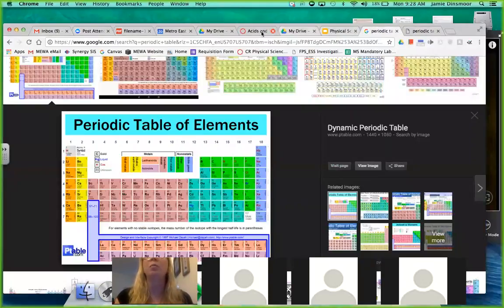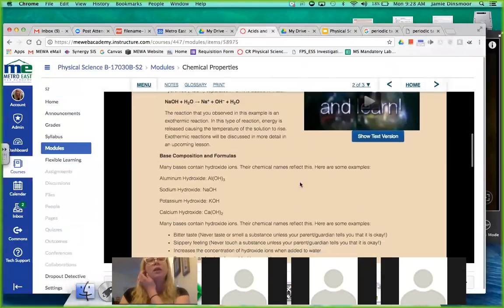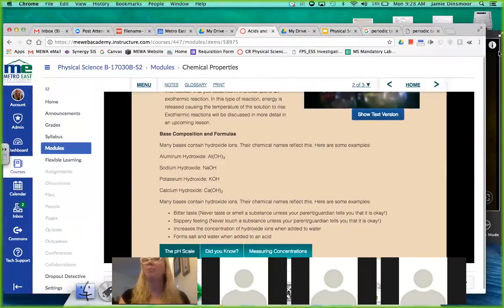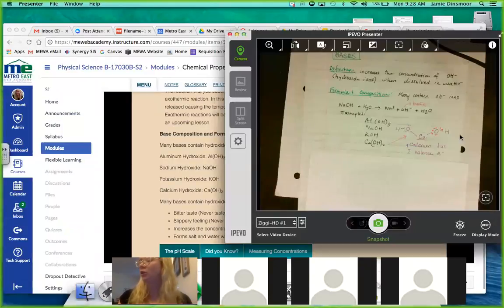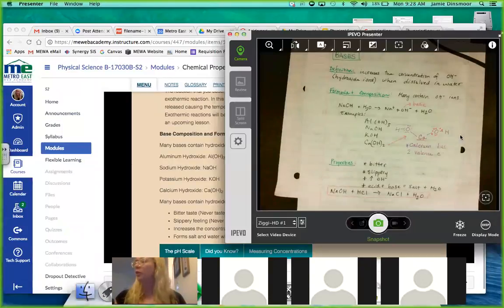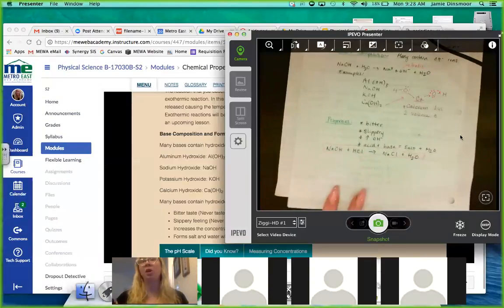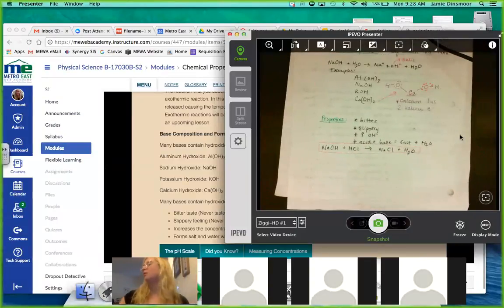We will now go back. All right. So then they also talk about the properties, right, which a lot of us already know or we've heard of them before. Bases are bitter. They're slippery. They have a high amount of OH ions. And then again, an acid plus a base equals a salt plus water.